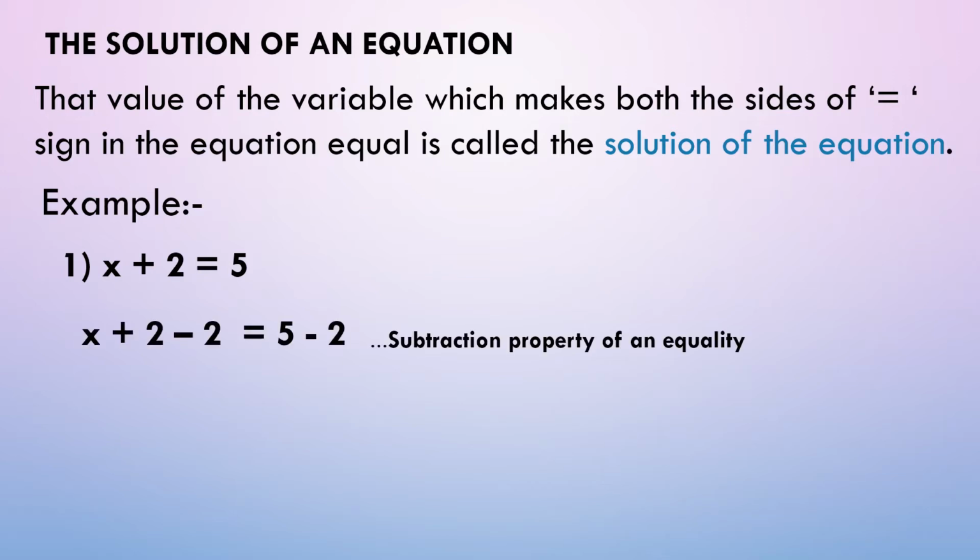So which property will you use here? Subtraction property of equality. So x plus 2 minus 2 is equal to 5 minus 2. So plus 2 and minus 2 will become 0. So x plus 0 is equal to 3. So x is equal to 3. So here 3 is the solution of the equation. So we say that 3 satisfies the equation.